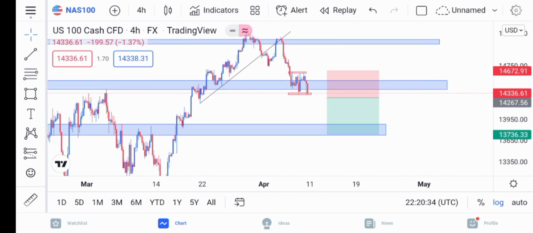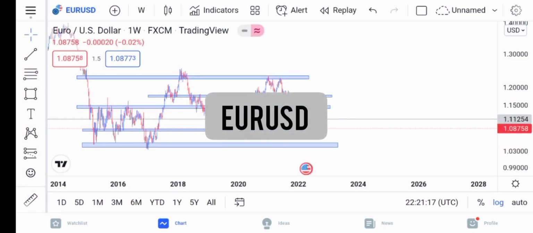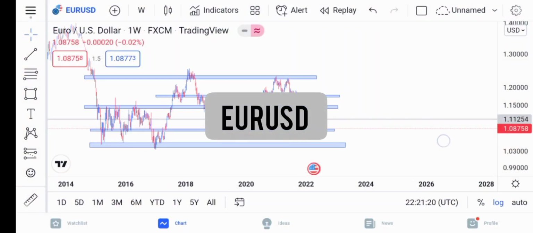That'll be all for NAS100. Let us move to Euro USD. Okay, now we are on Euro USD on the weekly time frame.